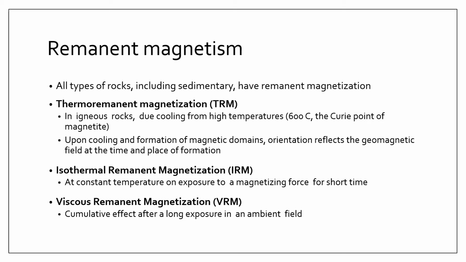And there are various ways in which you can get remnant magnetism in a rock. First is your thermoremnant magnetization, or TRM. And this is basically caused by the process of cooling from high temperatures.